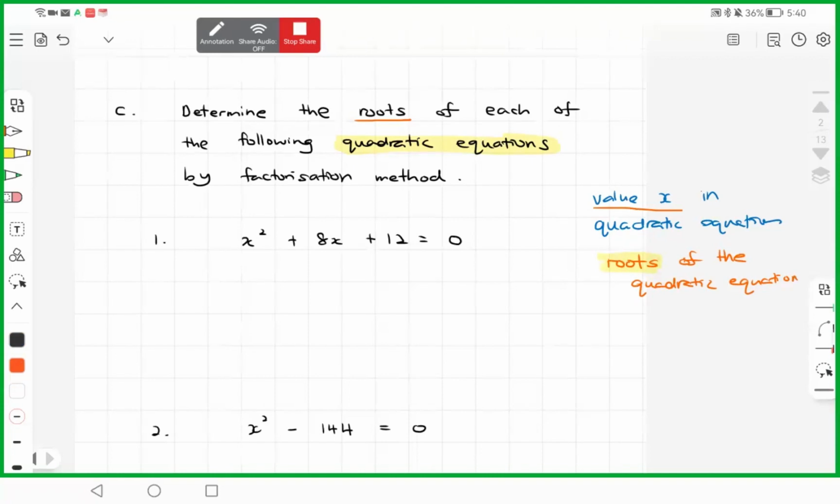So number one, x squared plus 8x plus 12 equal to 0. If we are using the factorization method, what is the value of x? So now I need you to take out your calculator. We can use the calculator to solve or to get the value of x. Before that, can you let me know your calculator model? Is it ES or EX?